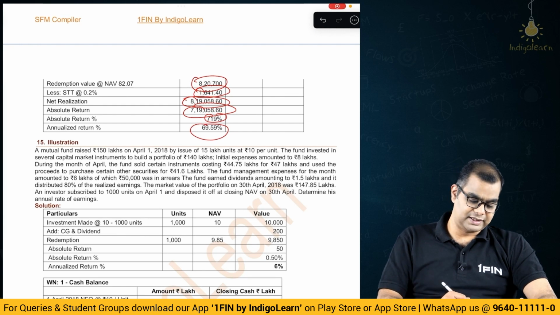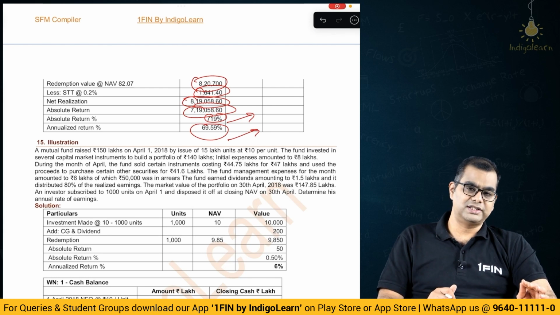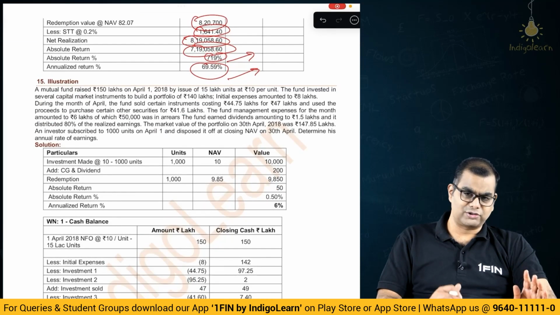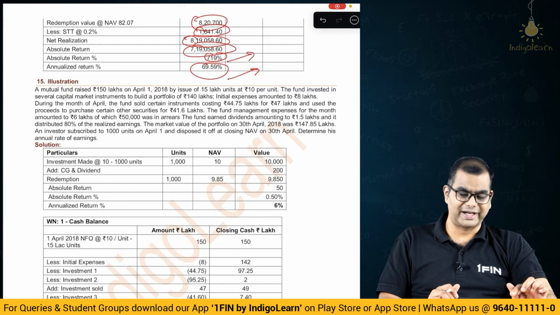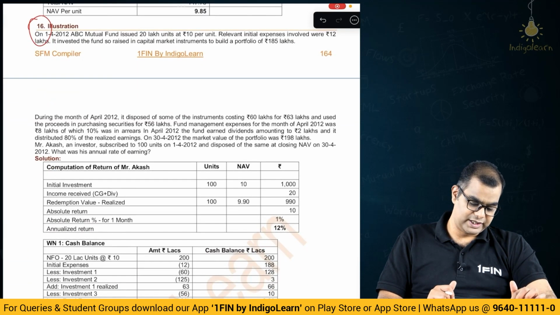Take simply the holding period or absolute return and divide by the actual period to get the annualized yield or annualized return. Okay, so that is this particular question, a fairly lengthy question, fairly tricky also, where you will tend to make mistakes. So, you should be very careful. Now, let us move to the next question.